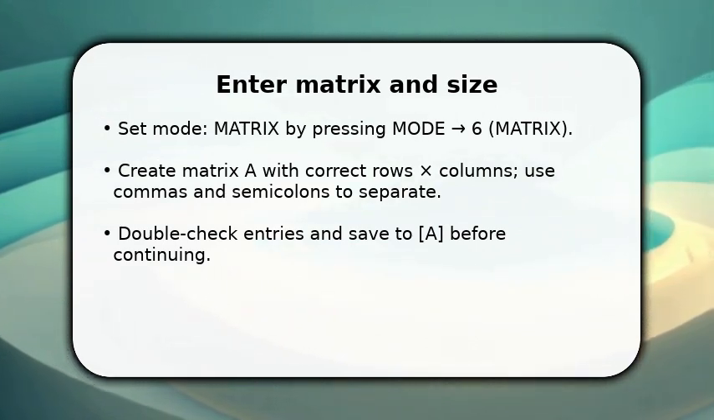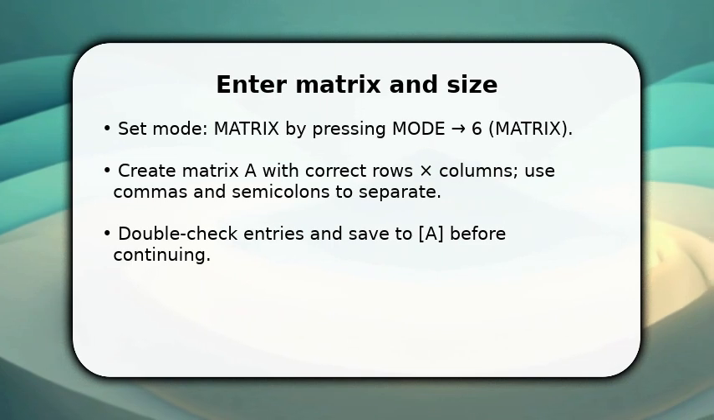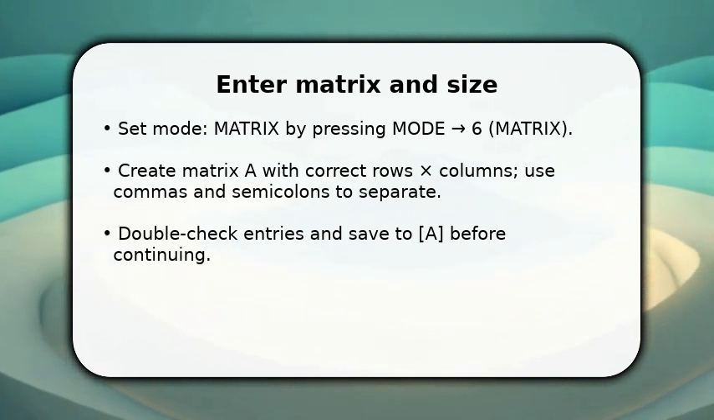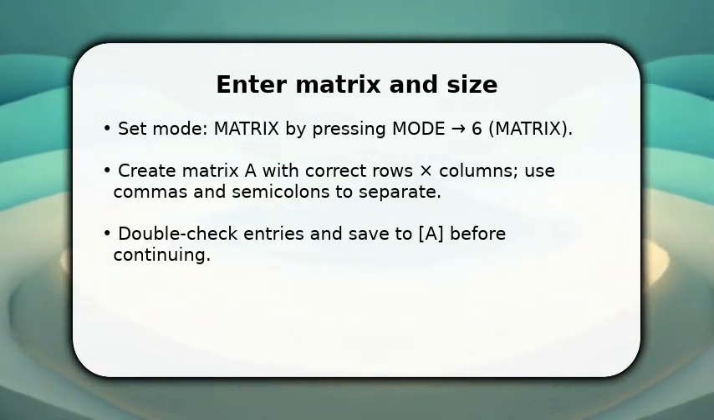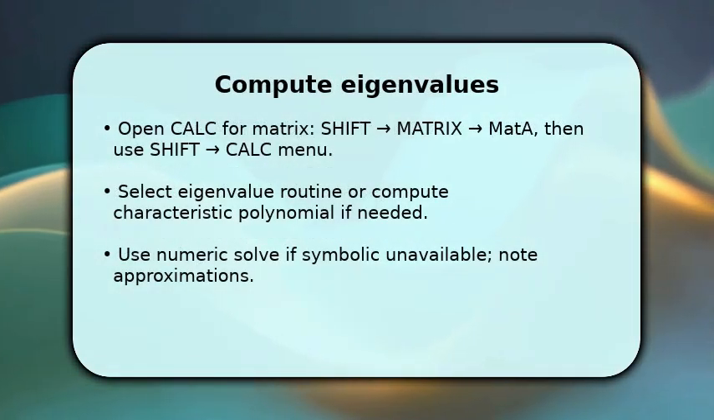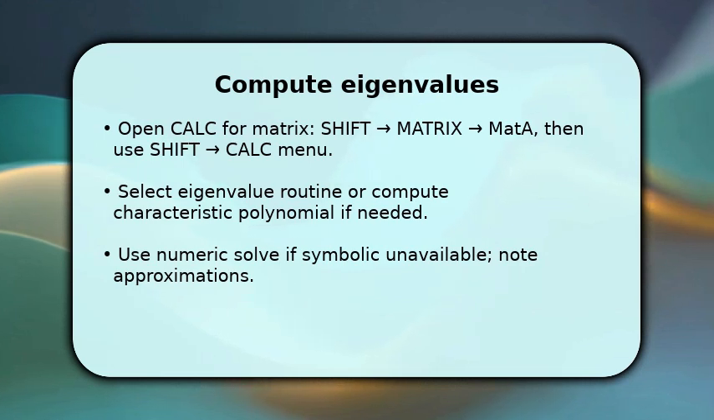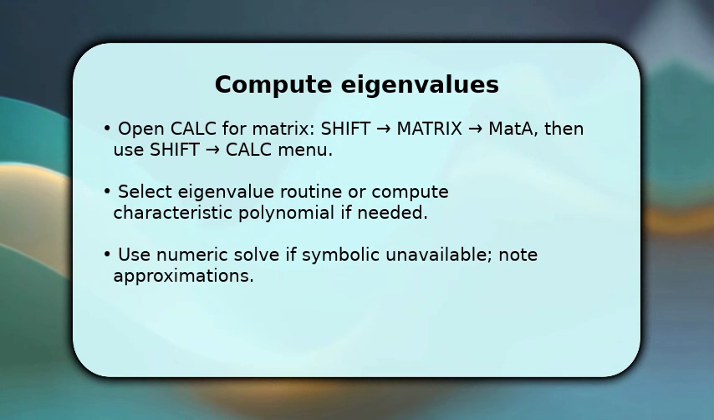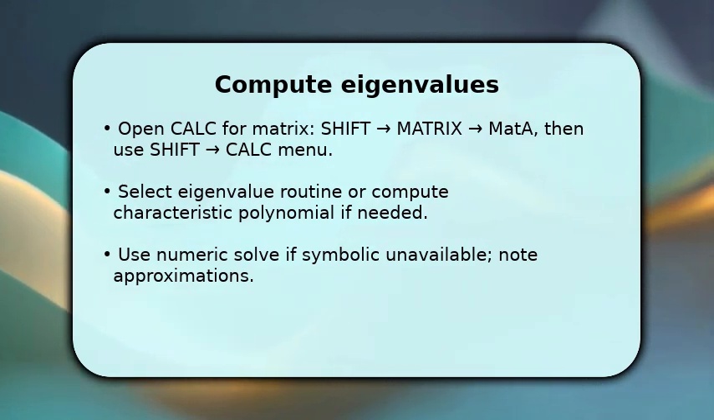Make sure the matrix is square. Eigenvalues require square matrices, so confirm dimensions now before moving on. Now compute eigenvalues by calling the calculator's matrix calculation features. On this model, you use Shift then Matrix to pick Mat A, then Shift Calc to access operations. If an eigenvalue or characteristic menu is present, select it.